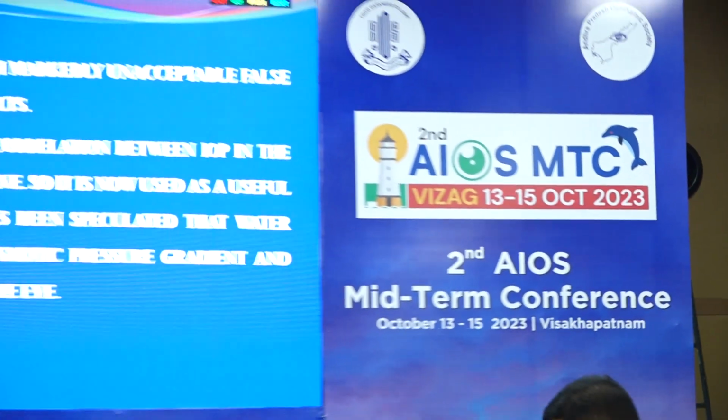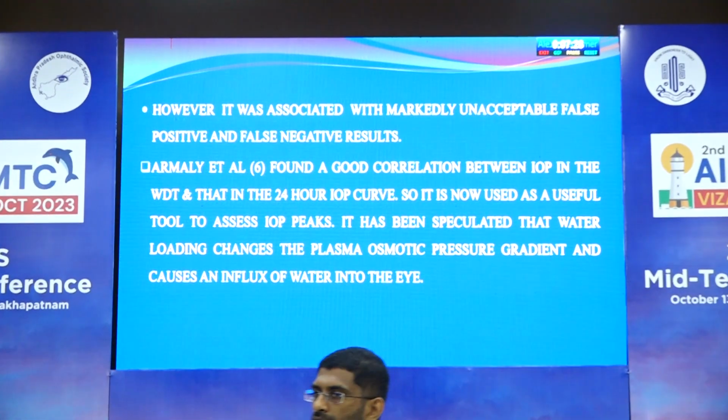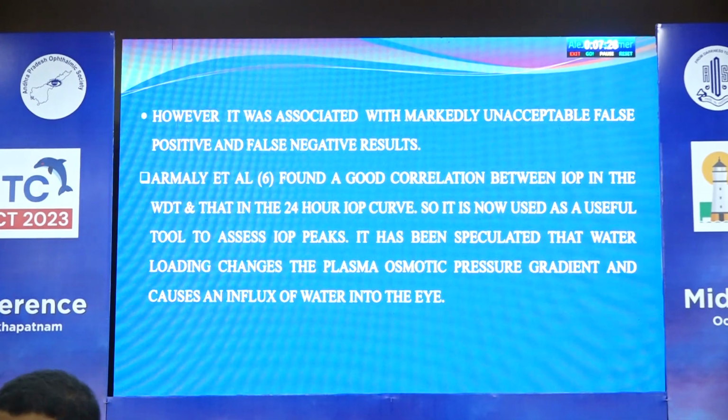Armaly et al. found a good correlation between IOP in the water drinking test and that in the 24-hour IOP curve. So it is now used as a useful tool to assess the IOP peaks. It has been speculated that water loading changes the plasma osmotic pressure gradient and causes an influx of water into the eye.